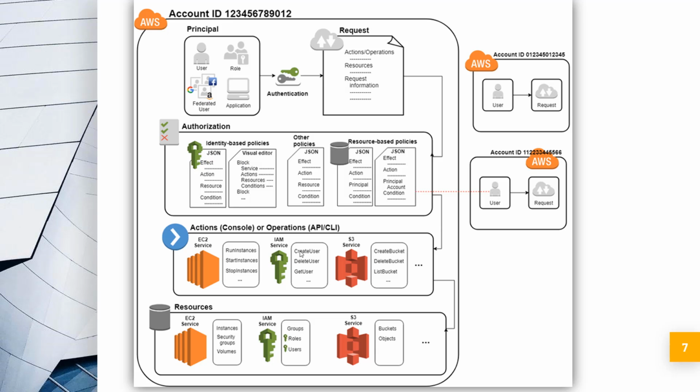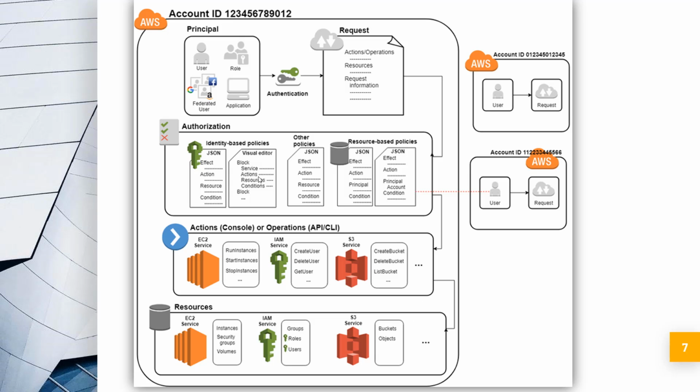And then based on the authorization, you are able to perform specific actions either on the console or via the API or the CLI. For example, with the EC2 service, the actions that you perform are starting an instance and stopping an instance. With S3, the actions that you can perform are creating a bucket, listing the contents of a bucket, or deleting a bucket. And these actions in turn are performed on resources. So resources are, for example, an EC2 instance or a security group. It can be IAM itself, and under S3, it is buckets and the objects which are there in a bucket.